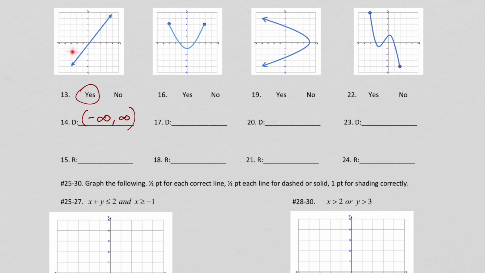The range is how far up and down it goes. This is pointing downward forever, so this is from negative infinity to, this is pointing upward forever, so that's to positive infinity.